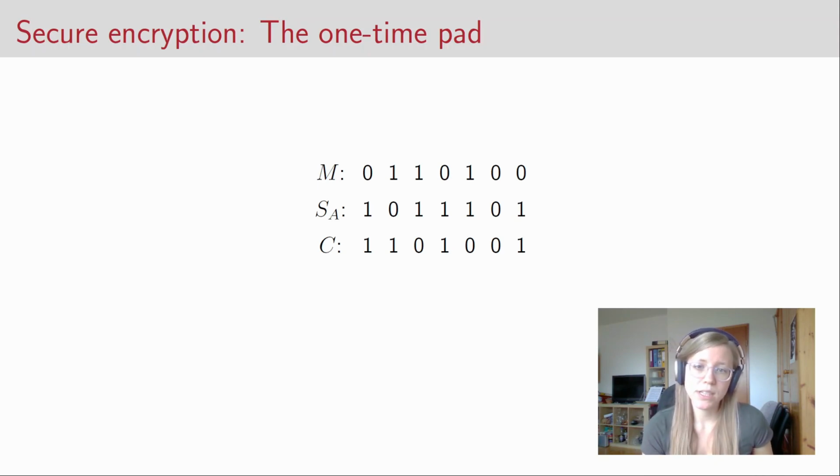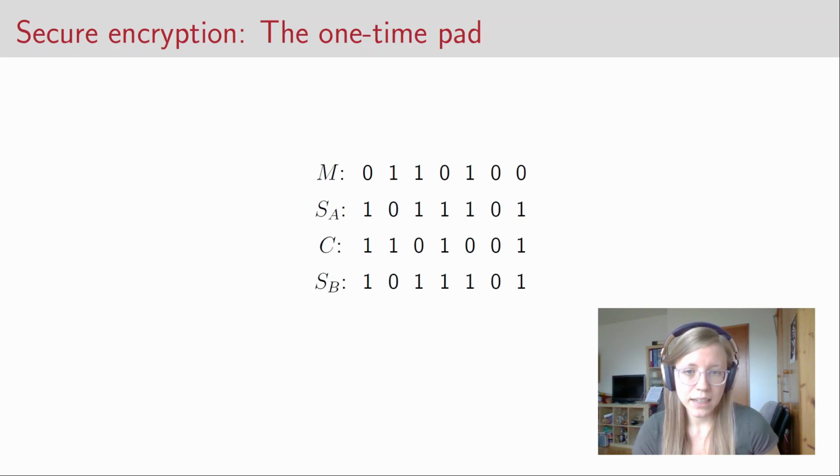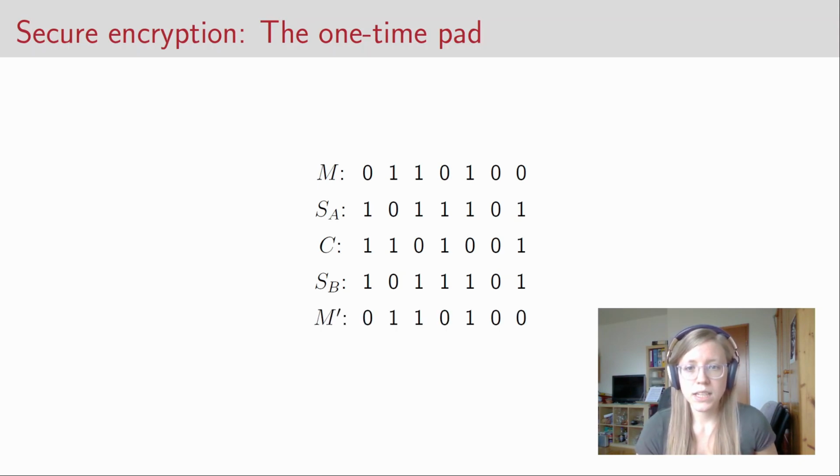Okay, now Bob receives the ciphertext. His key is the same as Alice's key, and he's now doing again binary addition of C and SB to receive the message he was intended to get. And as you can see, this results in exactly the same message that Alice has sent.